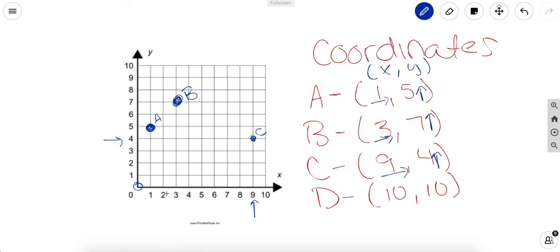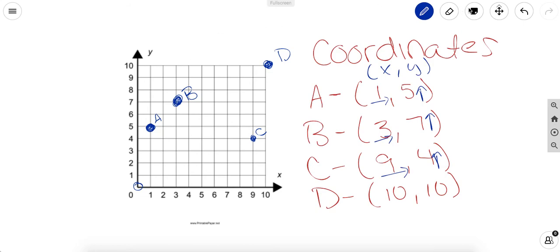And then for D, we need to go 10 and 10. So that means, erase these so we don't get confused. Okay. That means that we need to jump 10 spaces on the X, and we need to jump 10 spaces on the Y. So it's actually going to be right here in this corner. And that's D. And that is how to identify the coordinates, right? How to list them numerically, but then also how to plot our coordinates onto a graph.